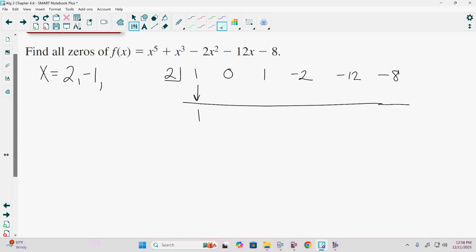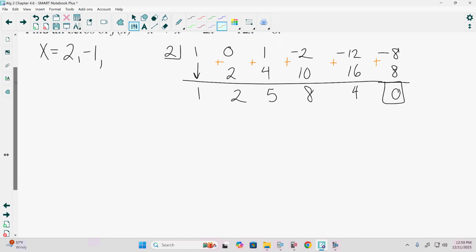So we're going to do 2 times 1, which is 2. And then we're going to add straight down. 0 plus 2 is 2. 2 times 2 is 4. 1 plus 4 is 5. 2 times 5 is 10. -2 plus 10 is going to be 8. 2 times 8 is 16. -12 plus 16 is 4. 2 times 4 is 8. And -8 plus 8 is 0. And that is what we wanted to have happen.